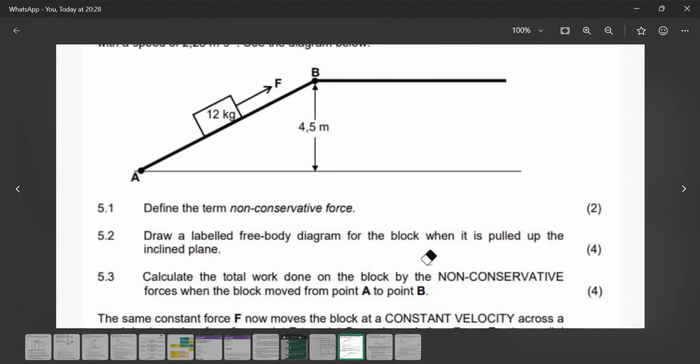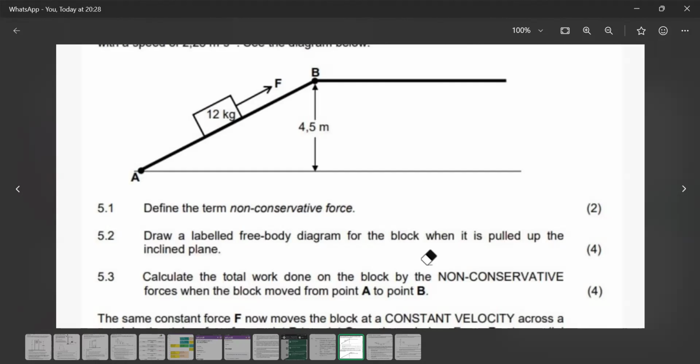If we did have the angle of the incline, then we're going to use sine and say the sine of theta is the opposite side, which is 4.5, divided by the hypotenuse, which is the displacement. No, let's forget about that. It's not applicable in this case anyway.